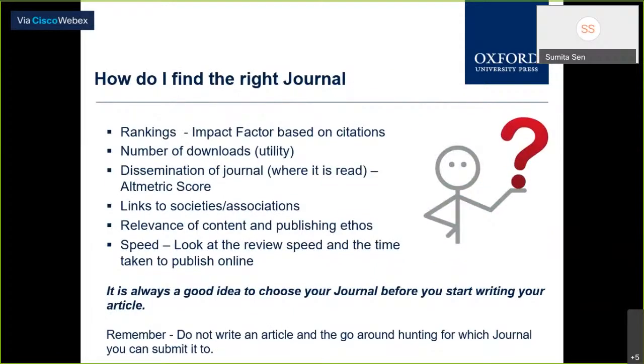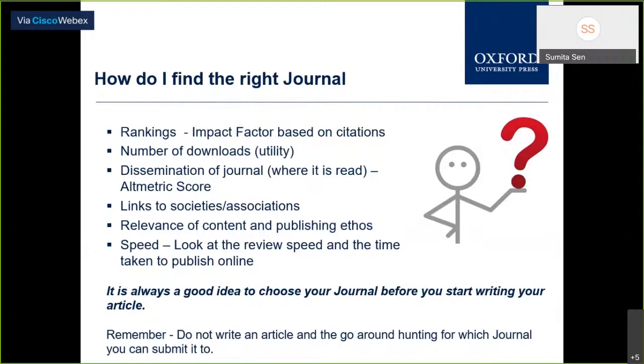How would you find the right journal? Look at the rankings, the impact factor. Look at the number of downloads, that's the altmetric score. Check the dissemination of the journal, again, the altmetric score. Its links to the different societies. So if you remember when I showed you the European Heart Journal, it said it was published in conjunction with the European Society of Cardiology. So if you click on the logo of the society, you will be able to find out about the society.